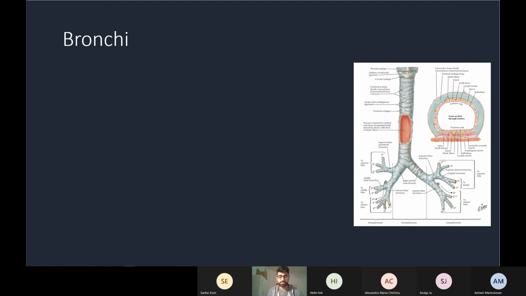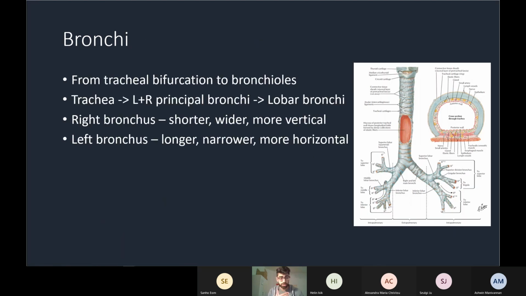Okay, so bronchi. The bronchi are the continuation from the trachea. So everything after T4 is bronchus. The continuation is up until the level of the bronchioles. The trachea bifurcates into left and right principal bronchi, which then branch further into lobar bronchi. They're called lobar because each lobar bronchus will supply one lobe of the lung, which we'll see in a moment.